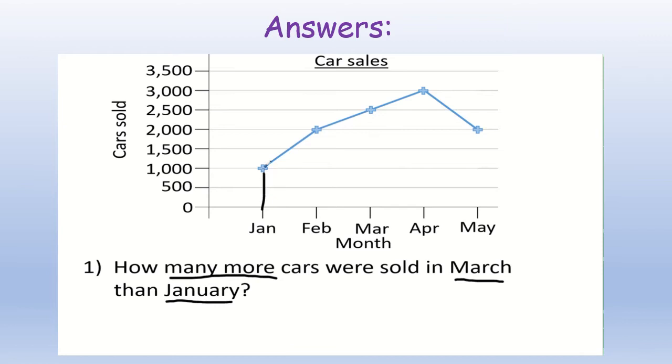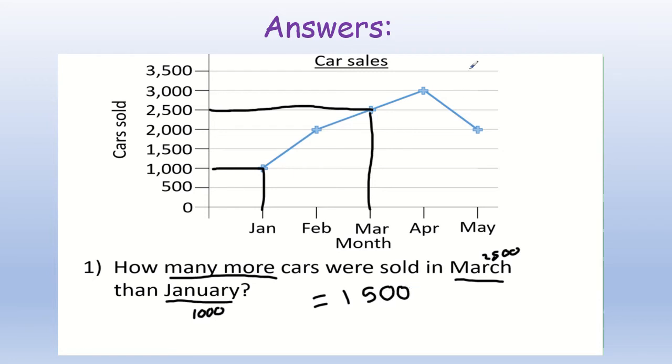So in January, we have 1,000 cars, and in March, we had 2,500. So how many more cars were sold? Well done. 1,500 more cars were sold in March than in January. Did you get this one right? Excellent work.